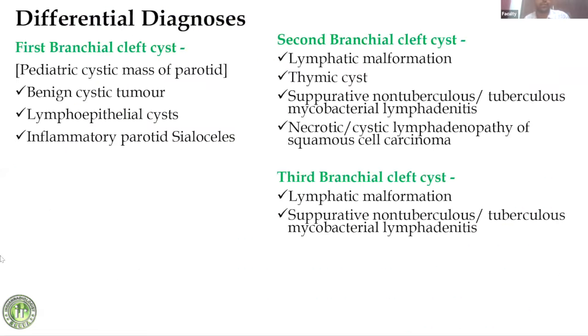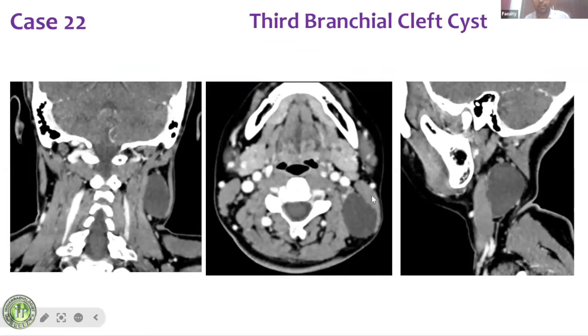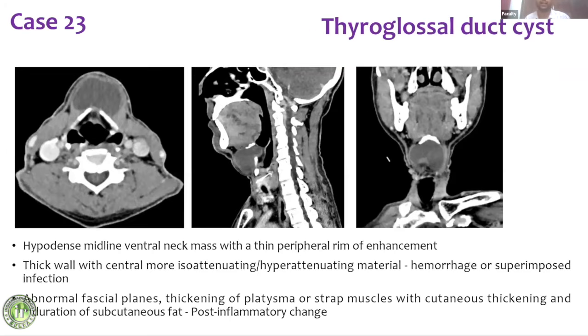So I will show one image. It is a case of a third branchial cleft cyst. It is located in the posterior cervical space, and typically it is seen on the left side. So if you are getting a benign appearing cystic lesion in the lateral neck space, look for the location. You can diagnose the type of branchial cleft cyst.